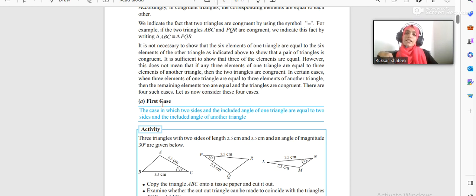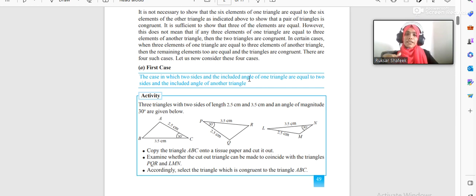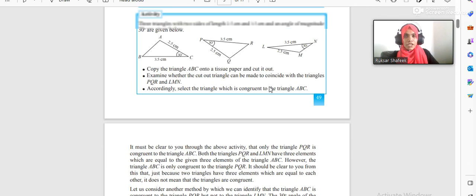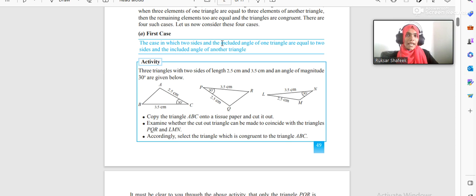In the first case, they're telling us the case in which 2 sides and the included angle of one triangle are equal to 2 sides and the included angle of another triangle. That is the side angle side condition. So here we have 2 sides and one included angle. This is where we need to stress more, because the angle should be included, only then will we see that they are congruent.